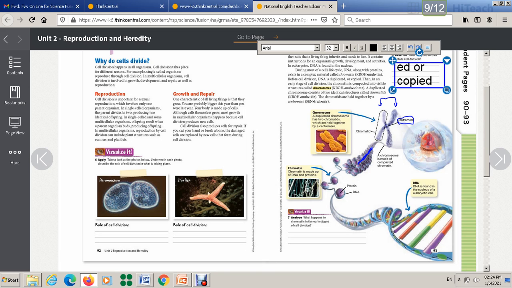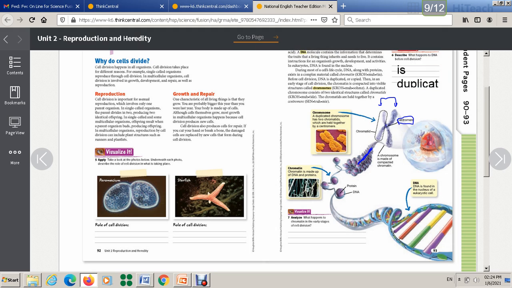Then you have question 7, as you see here. What happens to the chromatin in the early stages of cell division? The chromatin, this one here, is what? The DNA with the protein. Actually, chromatin starts to condense to be more visible, and has two chromatids connected by a centromere. It will make this X-shaped structure.